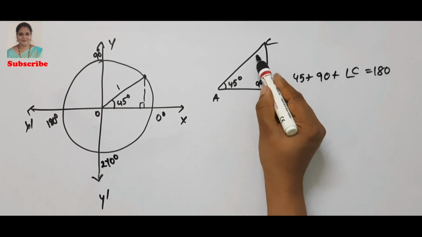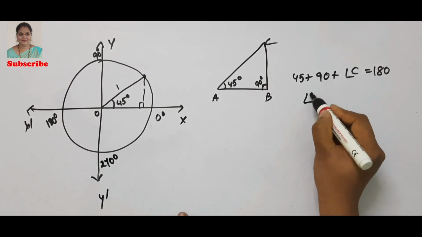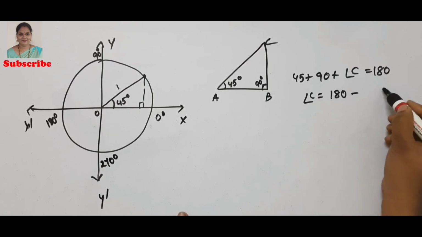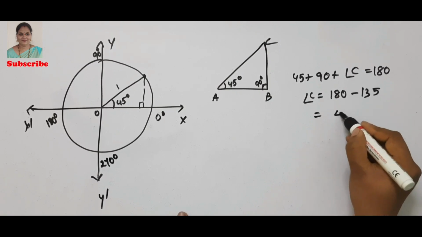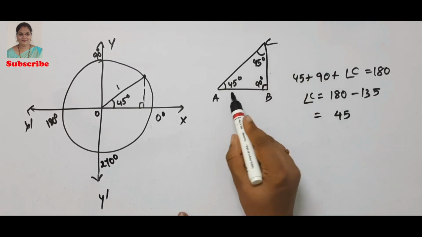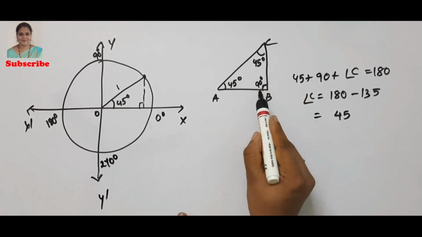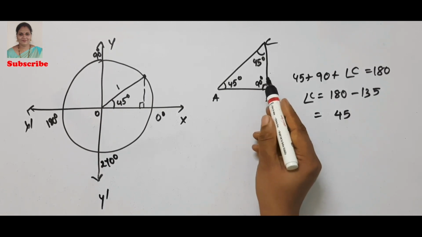To get the value of this angle, I am using the properties of a triangle, which I did the same way in the case of 30 degrees. So this angle C will be 180 minus 135, which is again 45 degrees. So two angles are 45 degrees and one angle is 90 degrees. This triangle is an isosceles right angle triangle. According to the properties of an isosceles right angle triangle, two sides of this triangle will be the same.